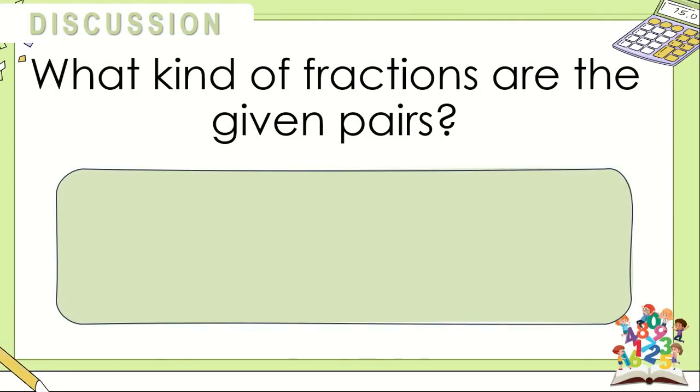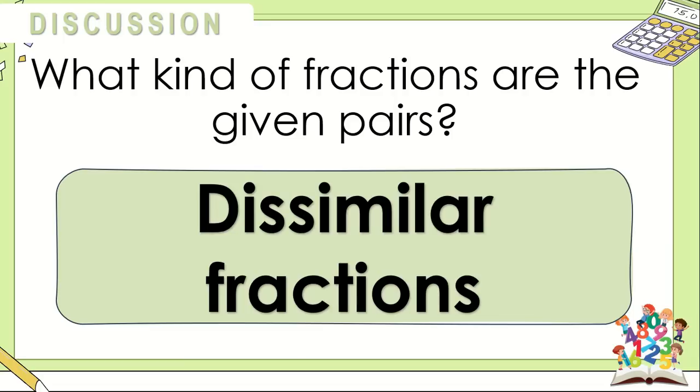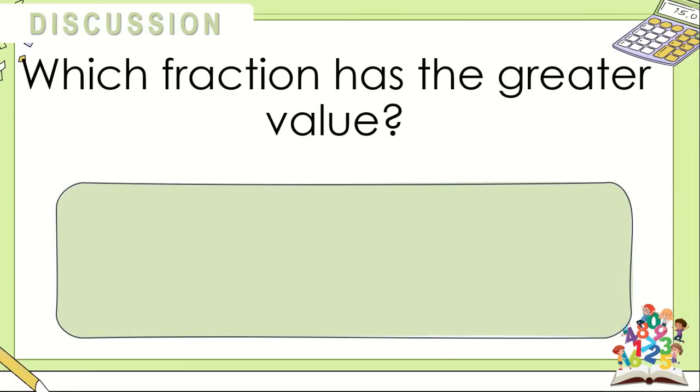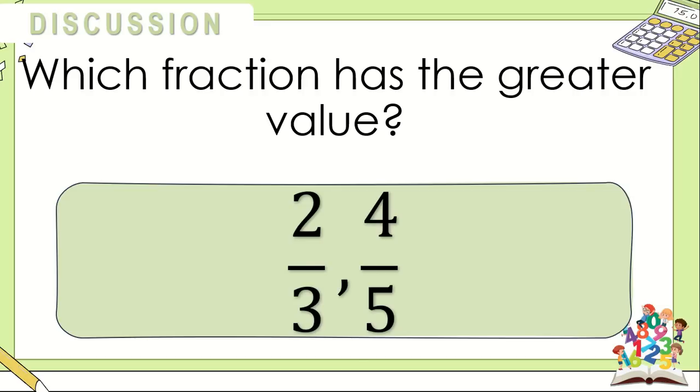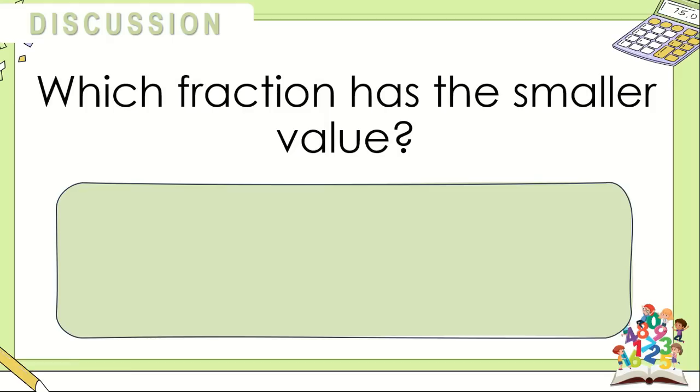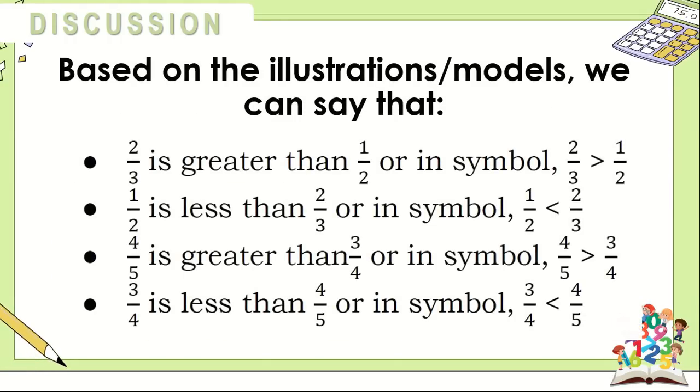What kind of fractions are the given pairs? Dissimilar fractions. Which fraction has the greater value? 2/3 and 4/5. Which fraction has the smaller value? 1/2 and 3/4. Based on the illustration or models, we can say that 2/3 is greater than 1/2. 1/2 is less than 2/3. 4/5 is greater than 3/4, and 3/4 is less than 4/5.